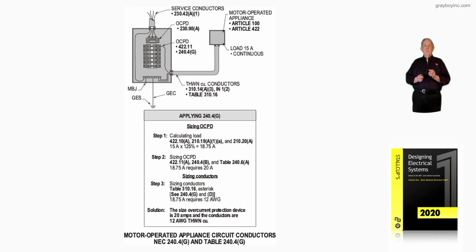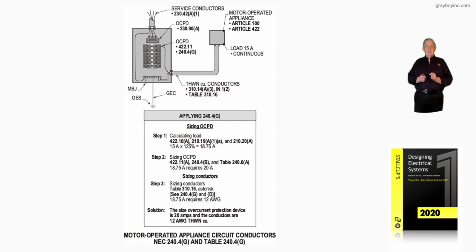Now the overcurrent device for that branch circuit is 422.11 and 240.4(G). The conductors now, to calculate the load, is 310.14(A)(3), and we would look at informational note 1, item number 2, that requires a calculation of the load. Now remember, there are 4 items in this 310.14(A)(3) that have to be adhered to determine the ampacity of the conductor.